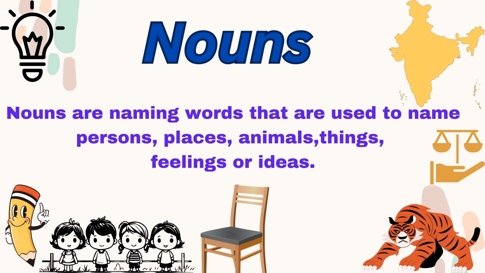So first we are going to understand the meaning of nouns. And it says nouns are naming words that are used to name persons, places, animals, things, feelings, or ideas. So, noun is quite simple to understand. And for this, I want you to take a pause and look around yourself.